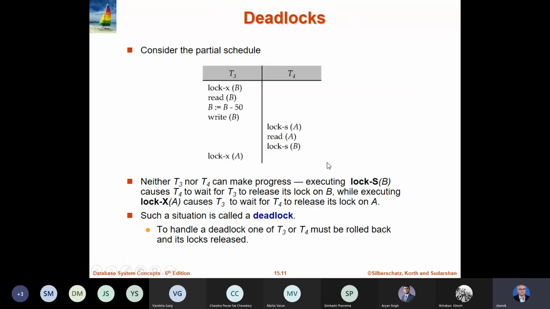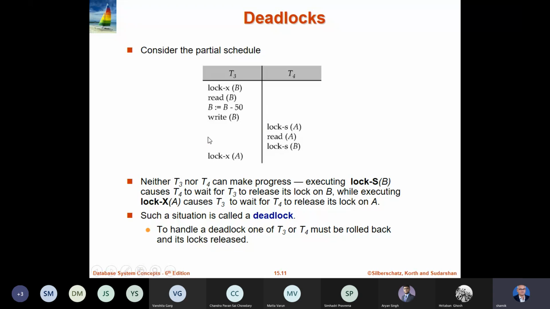Now deadlocks can occur. Consider this schedule where B is being held in exclusive mode by T3 for writing. T4 is holding a shared lock on A, and now it wants a shared lock on B. But the concurrency control manager will not grant this lock. Why? Because T3 is still holding it, so T4 does not get it and is waiting here.